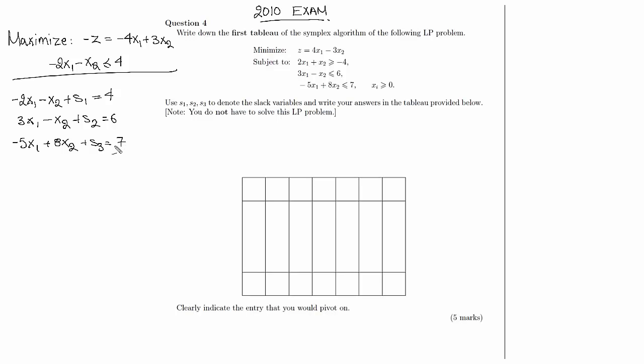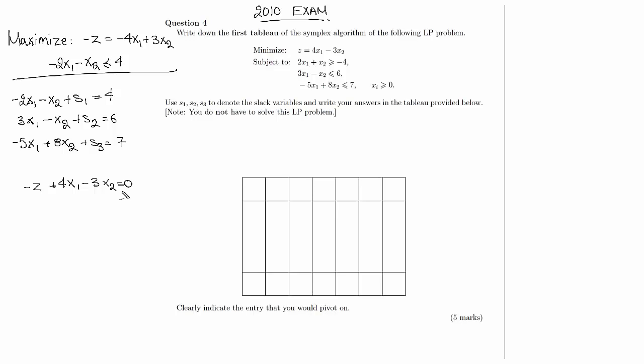And then lastly, we rewrite the objective function as minus z plus 4x1 minus 3x2 is equal to 0. And we do that because when we're doing the simplex algorithm, we basically start from the origin and then move to the other corners of the feasible region until we find the optimal solution.